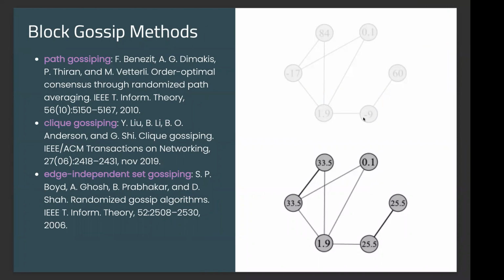Just a quick question. If you look at the original gossip method that you introduced earlier, those subsets of edges, do you have any constraints on them? Do they have to be disjoint from each other, or can you have overlap, or would anything work?